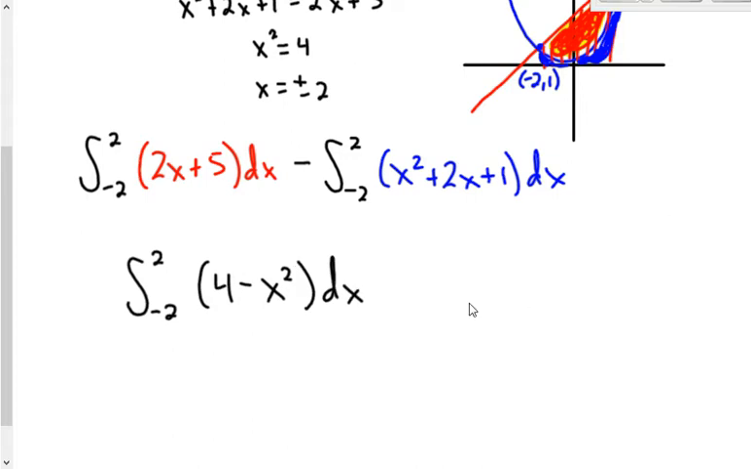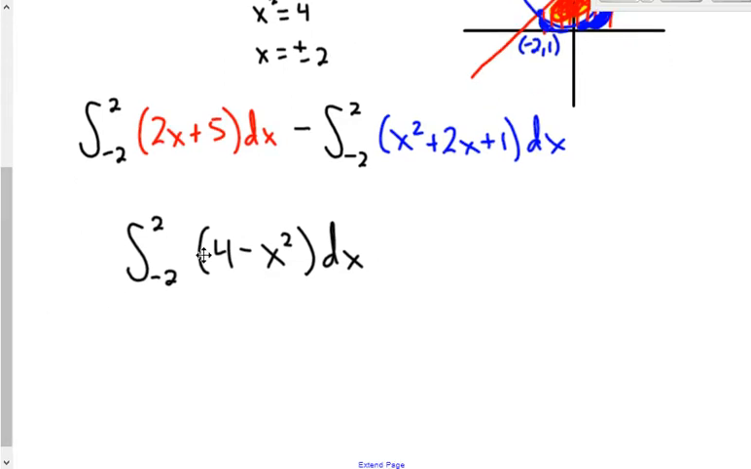Okay, now another thing I'm noticing once I get to here, and I don't have to do this, but I think this helps, is that 4 minus x squared is an even function. In some lessons earlier, we learned that if you have an even function and you're going from the opposite of a to a, you could just integrate from 0 to a, or in this case 0 to 2, and double your answer.